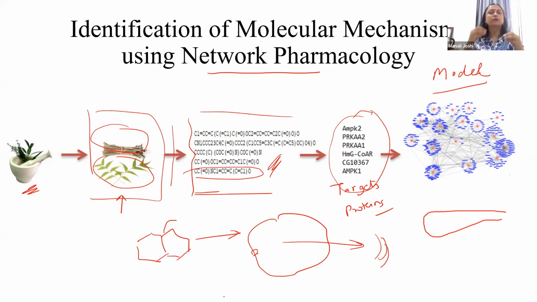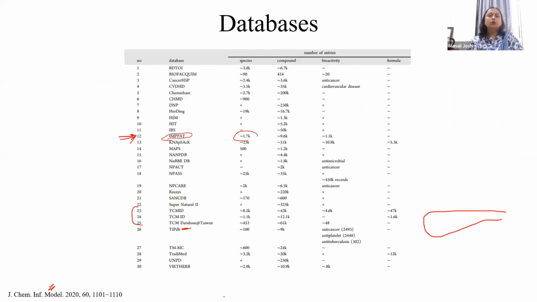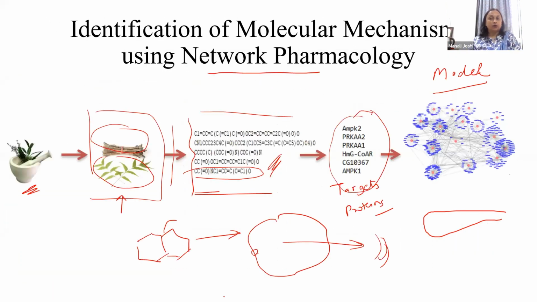Because this is so different from single molecule, single target, single disease, right? You have multiple compounds working on so many different targets, maybe on so many different diseases, like we saw in this example of Triphala. So it's more of a network. We need a network to explain this. We can't have just one connection, right? There are so many connections. So it's more like a systems approach. But again, we are limited by our understanding. This is how we are fitting it because this is how we best understand it.